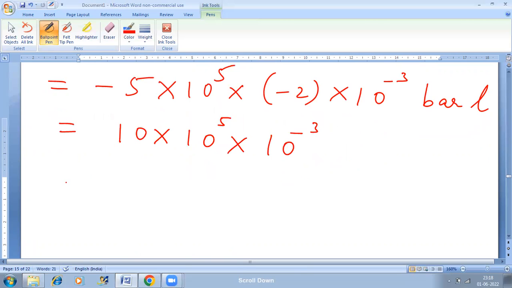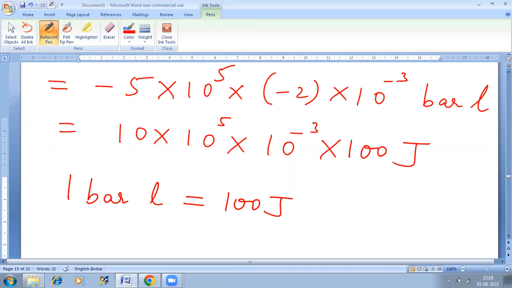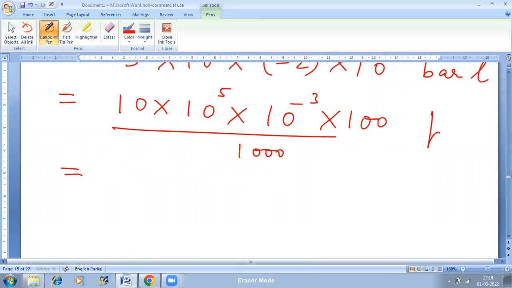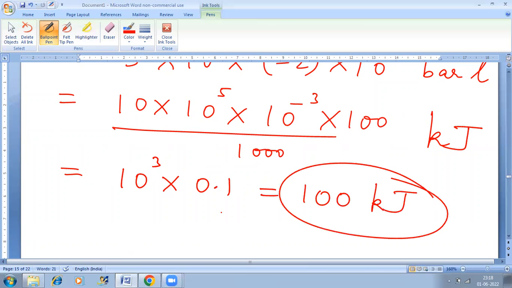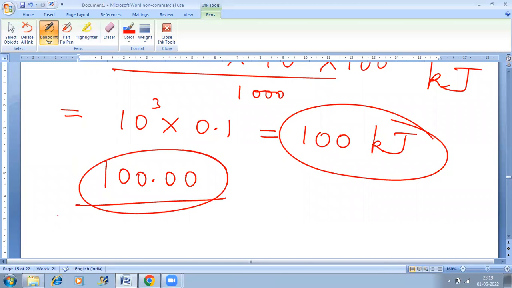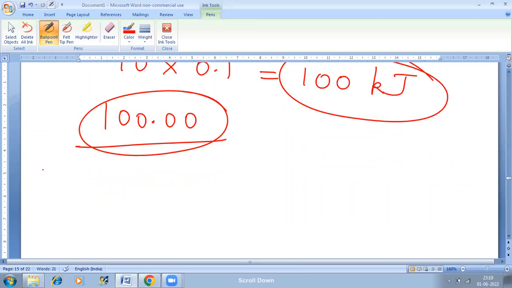In the question, it's mentioned 1 bar liter is equal to 100 joules. So let's multiply this by 100, so we get the value in joules. But they've asked us to find out the value in kilojoule per mole. So I divide this by 1000. Now it is in kilojoule, which is equal to 100 kilojoules. So answer is 100. Since it's a numerical type question, you are supposed to write like this. 50th question.